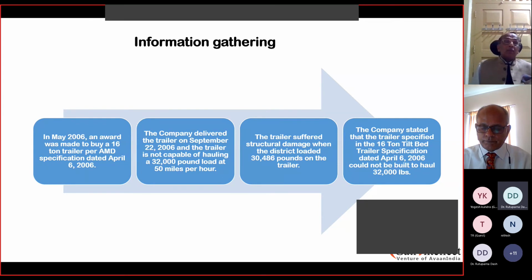Now, coming back to the old question, how do you gather information? What exactly is the product? What do you really want to buy or to make or to manufacture? Information gathering is an exercise which I will give back to Shyam.